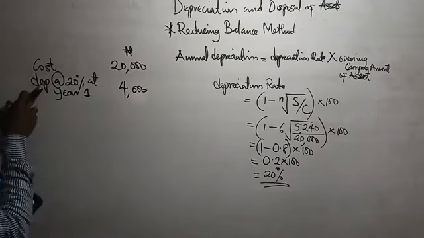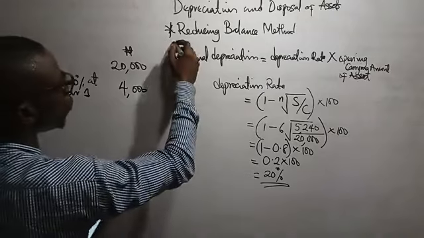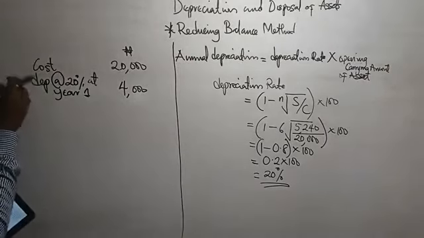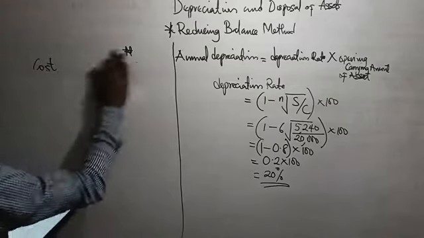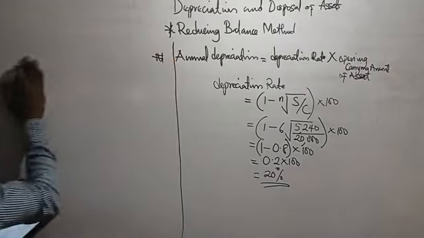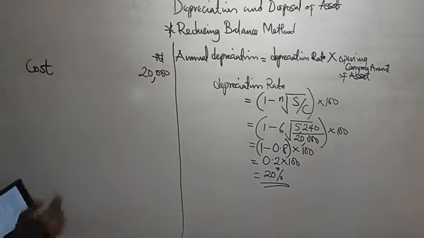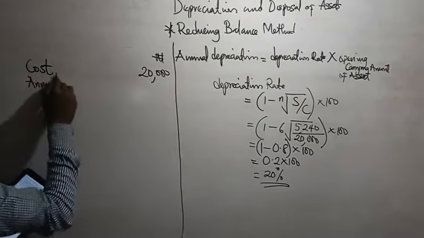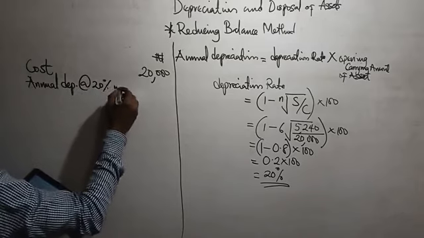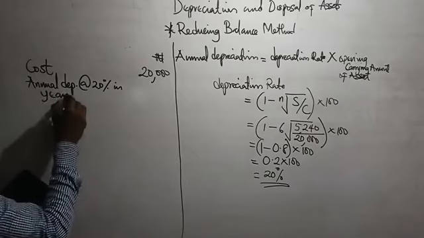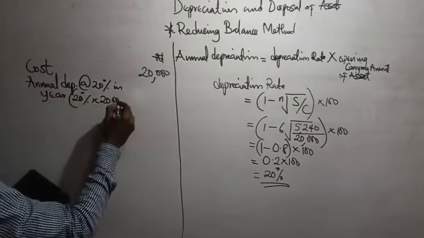Yes. I shortened annual depreciation, but you get what I'm saying. It means annual depreciation. Okay, let me write it in full, because students sometimes get confused. So the cost is 20,000 naira, and that will be the opening balance in year one. So the annual depreciation at 20% in year one is what? Is 20% times what? 20,000.